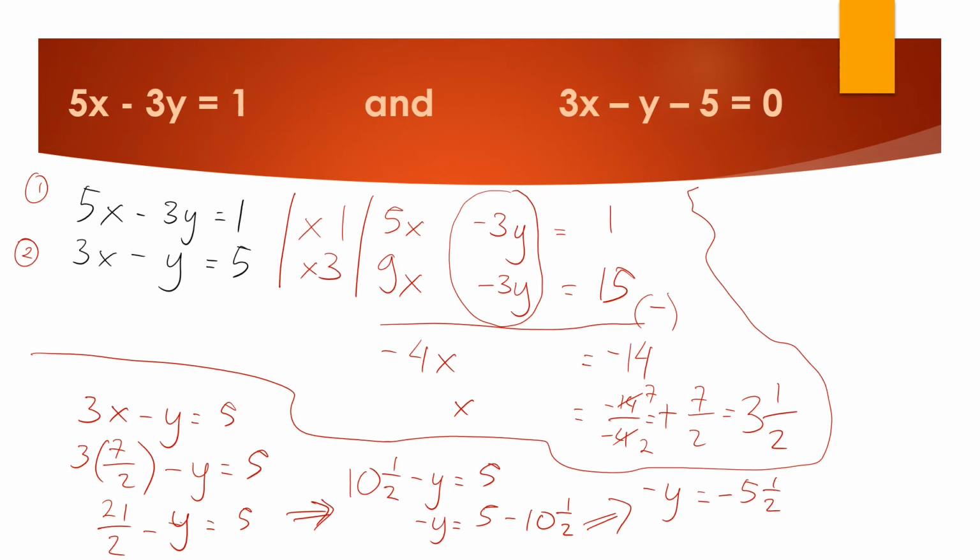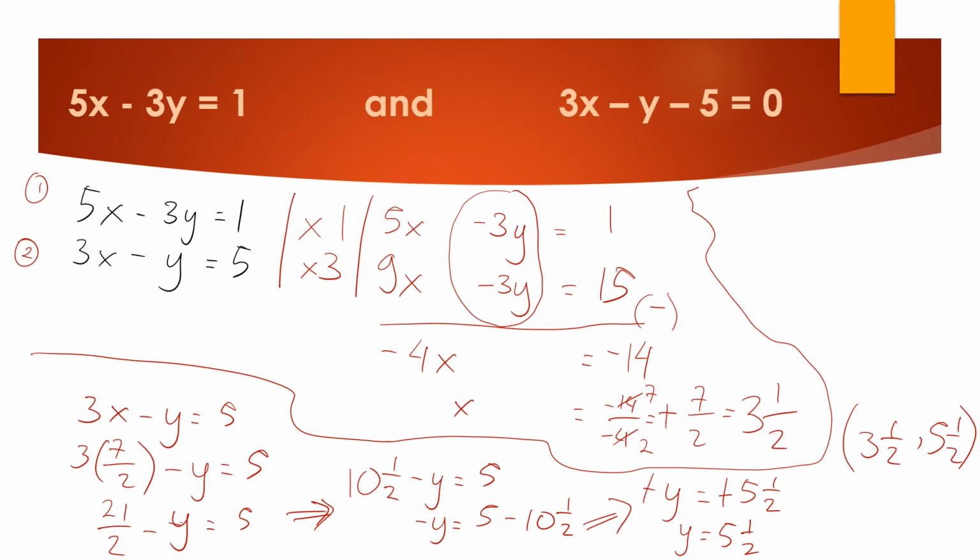Do you understand? Okay, good if you understand. Because both of them are negative, we can cross out both of the same sign. Or you can think like this: minus 5/2 divided by minus 1. So minus with minus, positive. So the answer is 5.5. So the final answer is 3 and 1/2 and 5 and 1/2. That is the answer for the simultaneous equations.